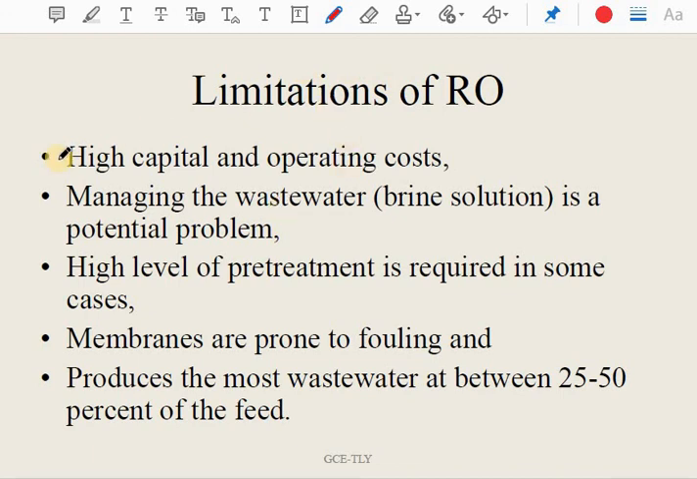It also has some disadvantages: it needs high capital and operating cost. Managing the wastewater, which is the brine solution formed, is a potential problem, and a high level of pre-treatment is required in some cases. We also need to protect the membrane from fouling, so we should check the membrane frequently. Most of the feed, 20 to 25 to 50%, is produced as wastewater, that is, the retentate, which cannot be easily treated.